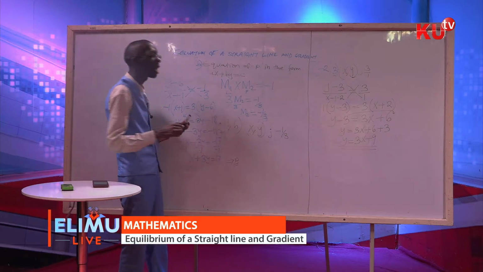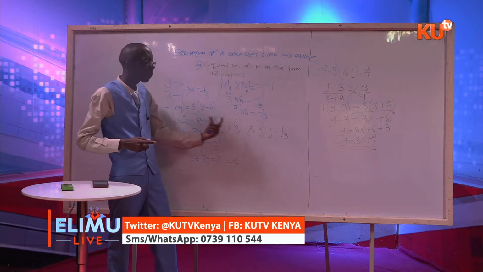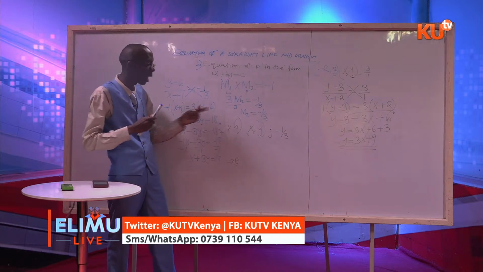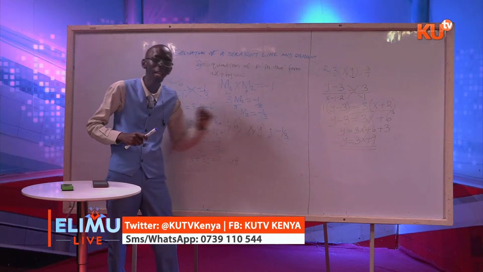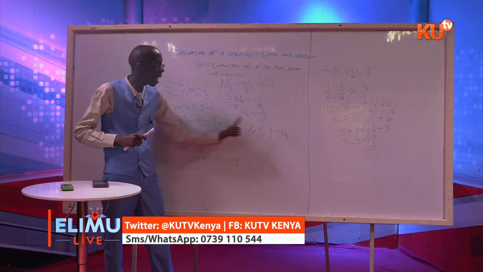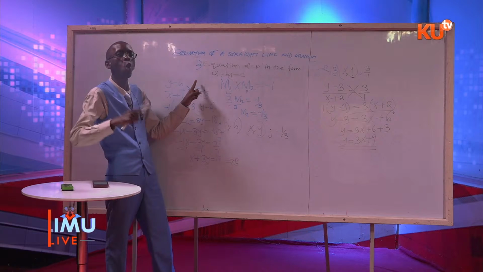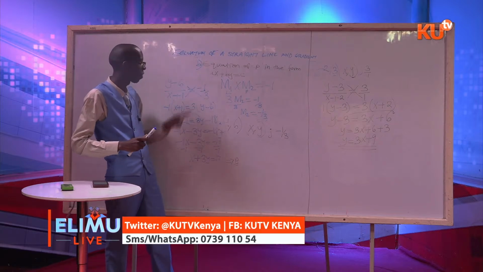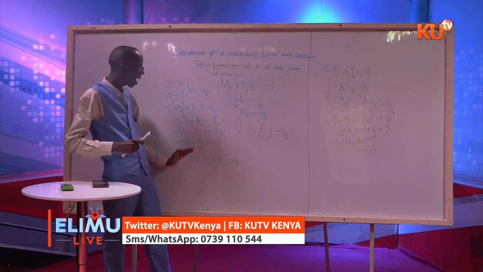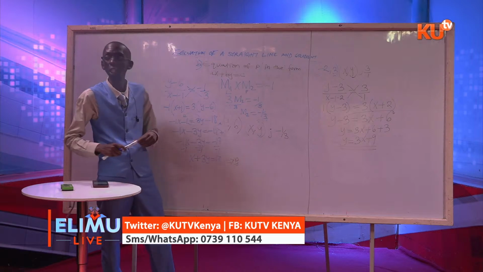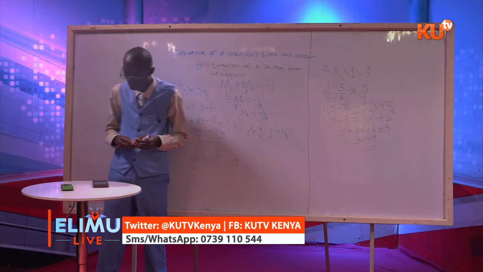Take m1 times m2 is equal to -1. Get the gradient. Pick the point where you are told it is perpendicular to, and a general point (x, y). And then the gradient, we got it as -1/3. (y - 6)/(x - (-1)) is equal to the gradient, -1/3. Cross multiply, open your bracket and write your equation in the form ax + by = c. That was question number B.